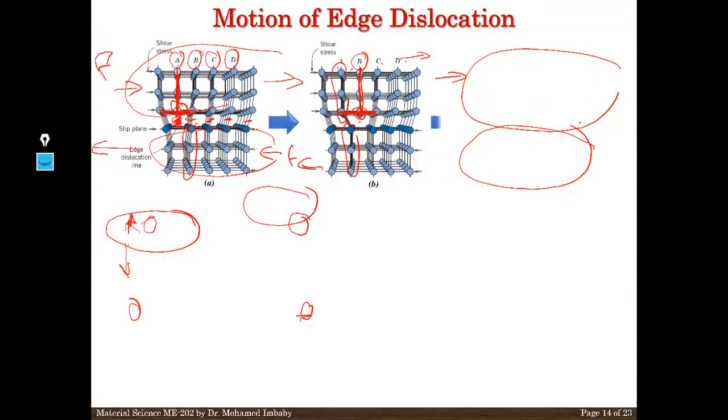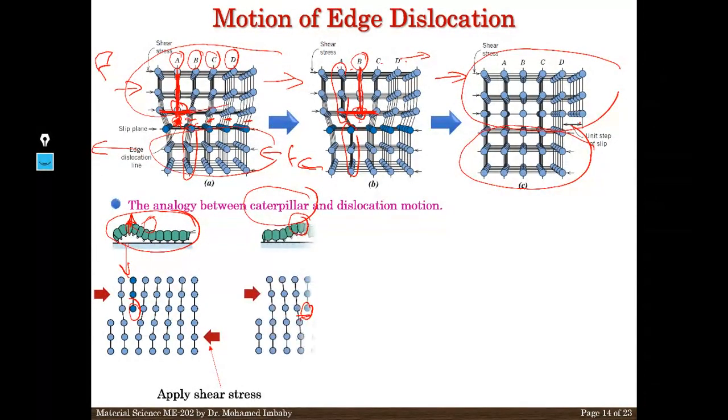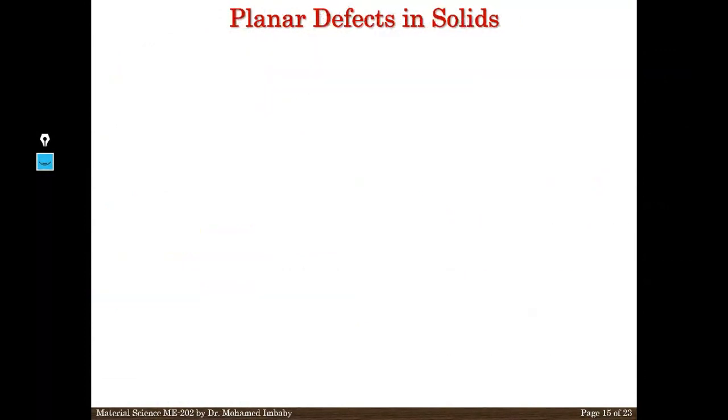I already explained the motion of the dislocations, and we gave an analogy with the caterpillar. You understand it? Okay. Now you understand the linear defects, right? You understand or not? Yes, the linear. Correct. We have three types as I explained: edge, screw, and mixed. We understand the deformation and the dynamics of the dislocation.